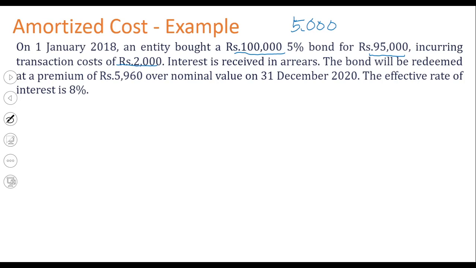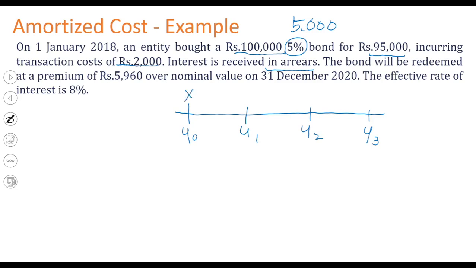Interest is received in arrears, which means they are receiving 5% interest on an annual basis. Remember this word, in arrears. Let's say the useful life of this bond is only 3 years, just as an example. I purchased this bond on this day, and I am receiving the interest in arrears, in the sense that I am receiving the interest at the end of each year. That is called interest in arrears.